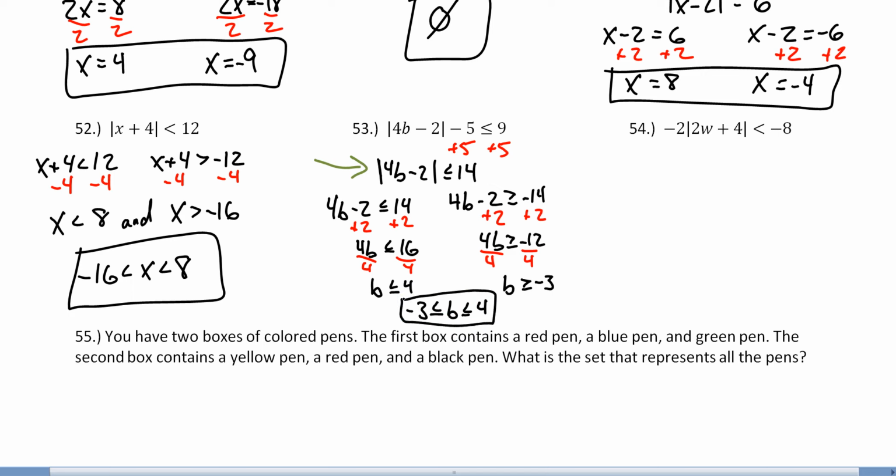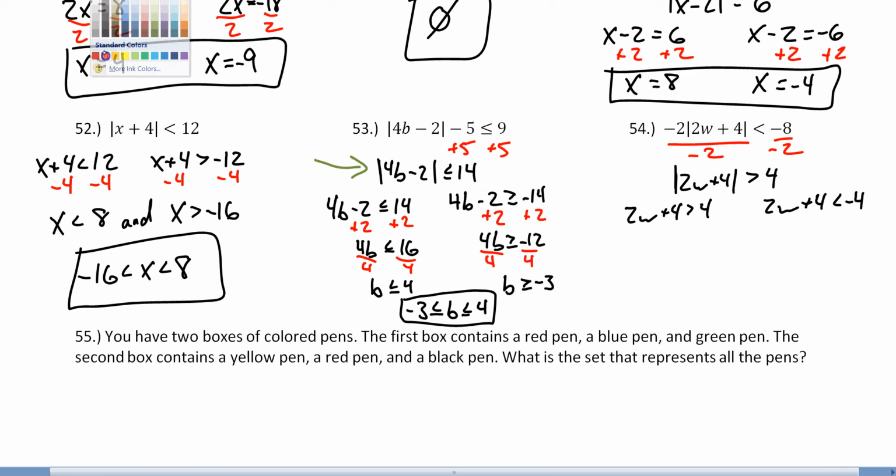Okay. Next one, again, I got to get that absolute value by itself, so I'm going to divide each side by the negative 2. When I do that, I have to flip the inequality sign, so it becomes the absolute value of 2w plus 4 is greater than 4, and now I can split it up. So I do the 2w plus 4 is greater than 4. I then do the 2w plus 4 is less than negative 4, and I solve each of these.